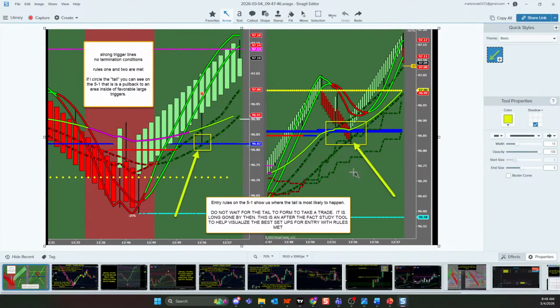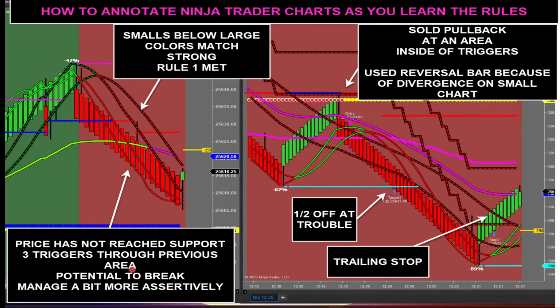Initial stops are placed where the market should not go. So by waiting for the pullback to an area inside of triggers, learn that phrase, you'll have the least amount of risk. By waiting for the pullback to the area inside of triggers, it looks like a tail on the large chart, you'll have the most room to trouble. Pretty cool, right?